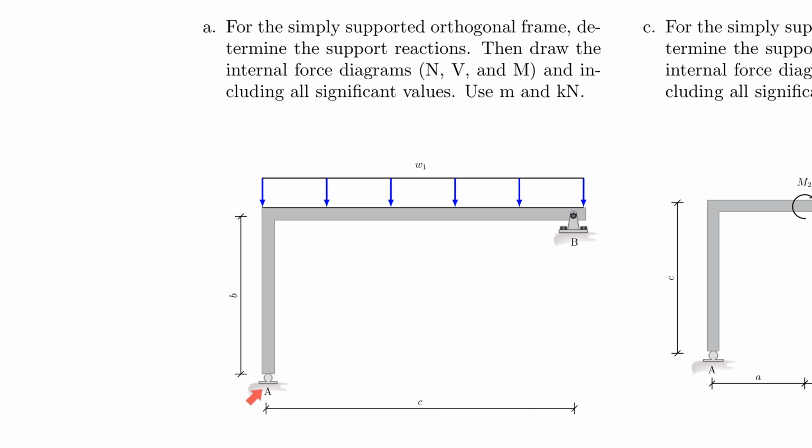So let's take a look at the very first frame here, for which you're supposed to find the support reactions and then draw the internal force diagrams. Now, what you can see here is that it has a pin on the horizontal member and a roller under the vertical member. For these frames, it is important that you identify where your reference fiber is.